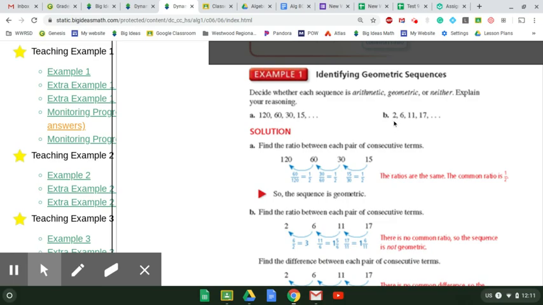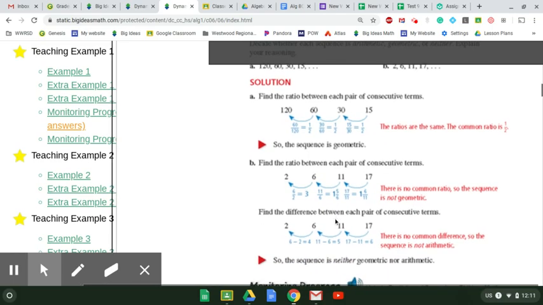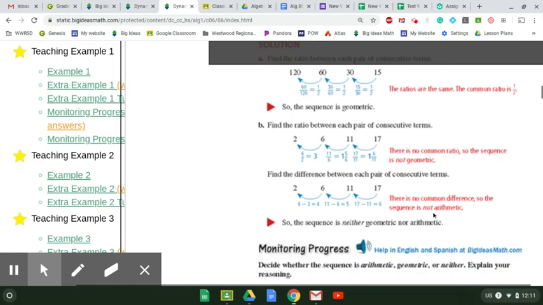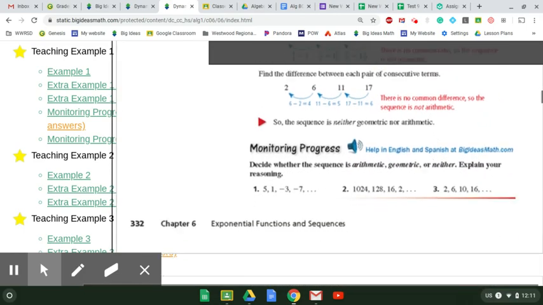Let's look at letter B. It goes 2, 6, 11, 17. So if I look at the numbers to get from each one to the next one, well, 2 to 6 is plus 4, 6 to 11 is plus 5, then 11 to 17, that's plus 6. There is no common difference here, and we're definitely not multiplying either. To get from 2 to 6 is times 3, but 6 times 3 would be 18. So this is neither geometric nor arithmetic.